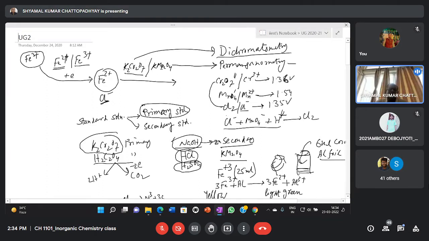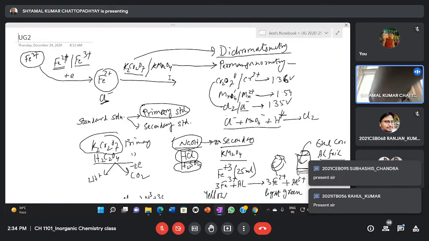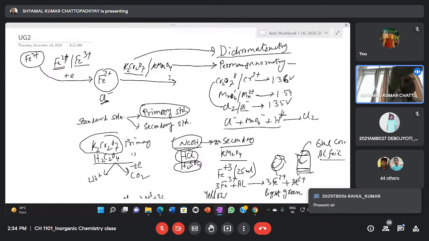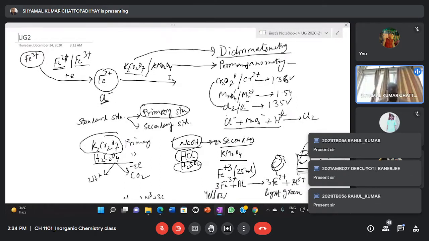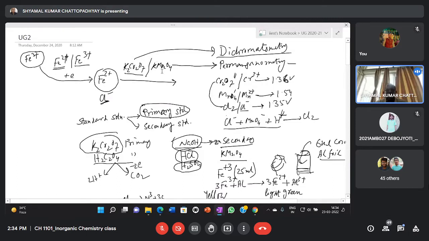On the other hand, potassium permanganate has the advantage because permanganate itself has such a strong color that you need not have any external indicator. Whenever the reaction is complete, one excess drop of permanganate is sufficient to impart the color in the solution. So for potassium permanganate titration, we don't need any external indicator.